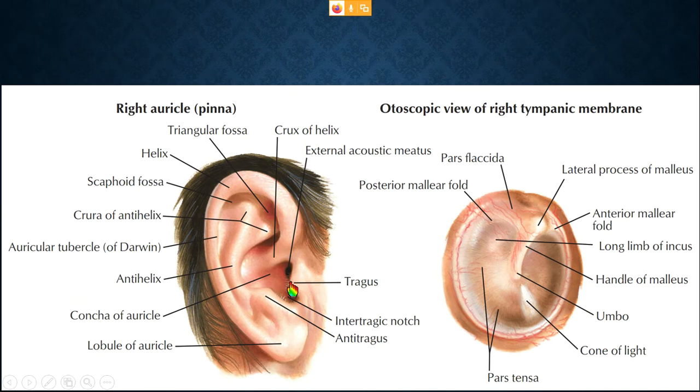Okay, then the auricle is essentially composed of skin-covered, single piece of yellow elastic cartilage, which is continuous with the cartilaginous part of the external acoustic meatus. The cartilage is however absent in the lobule. Here you can see the lobule, the lower hanging part where usually earrings are pierced. This part is devoid of cartilage. There is no cartilage present in this lobule. Then this is about the external ear.